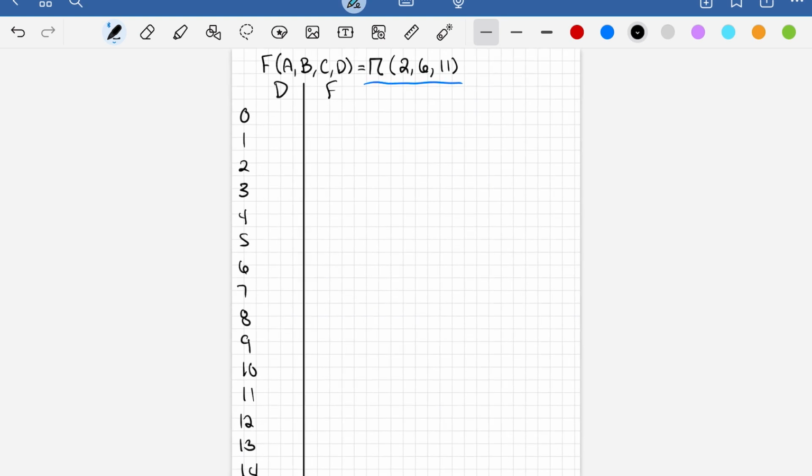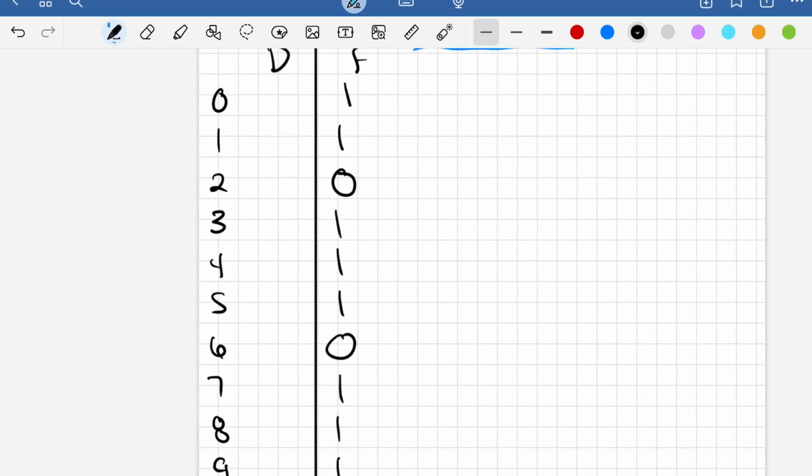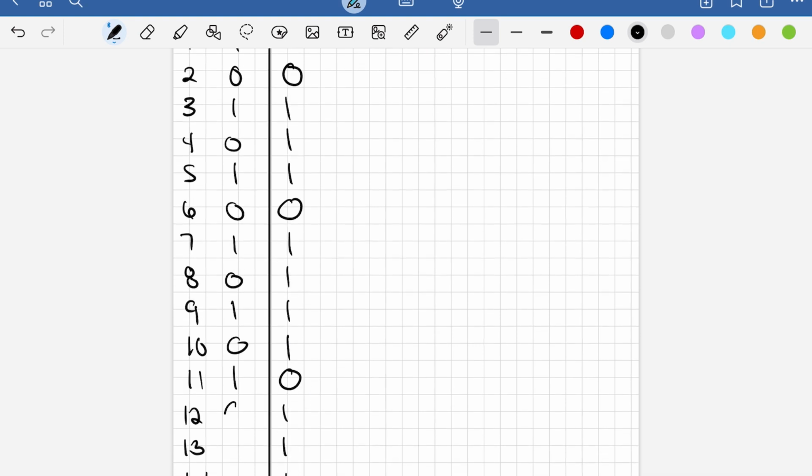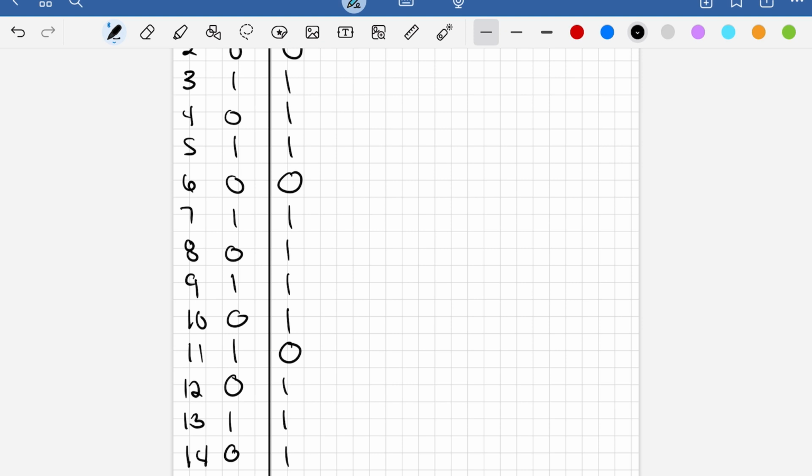So our 2's, which is here, our 2 is 0, our 6 is 0, and our 11 is 0, and everything else is a 1. 1, 1, 1, 1, 1, 1, 1, 1. For D, it's 0, 1, 0, 1, 0, 1, and so on, alternating through all 16 rows.